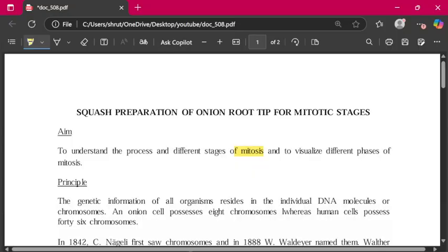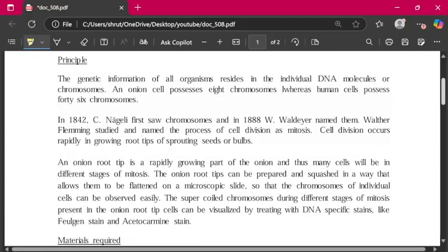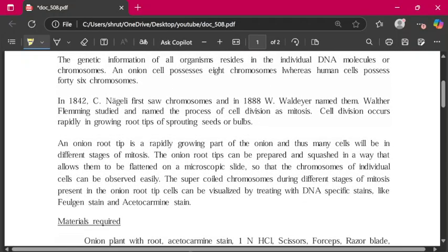Then moving to the principle, the genetic information of all organisms resides in the individual DNA molecule. You all know that. Okay. So an onion cell possesses 8 chromosomes, whereas the human cell possesses 46 chromosomes, 23 pairs.